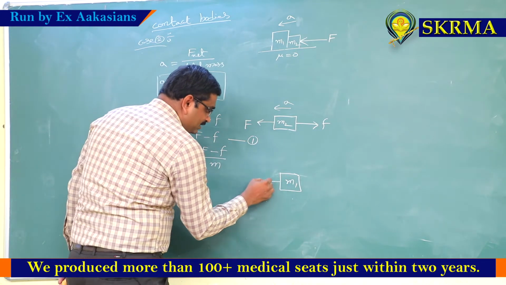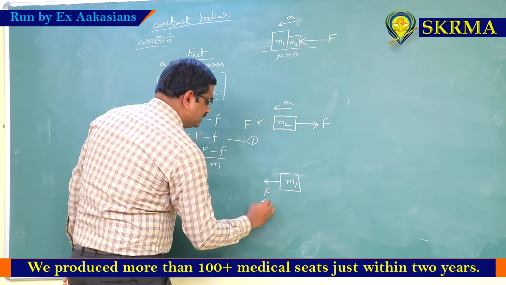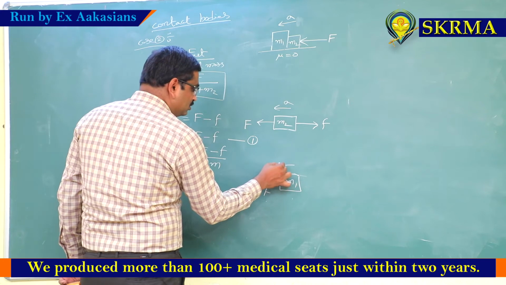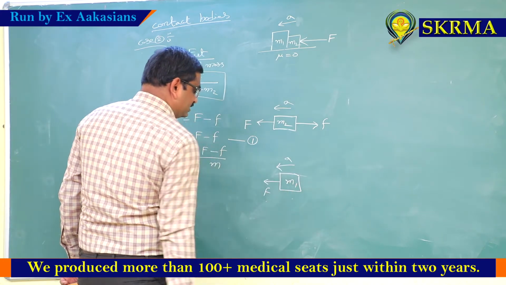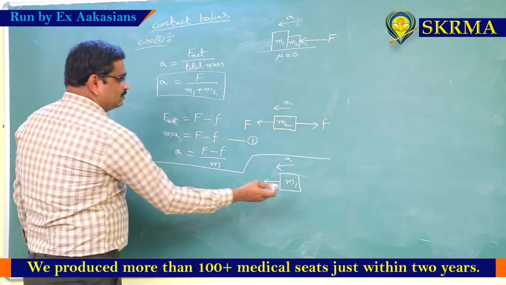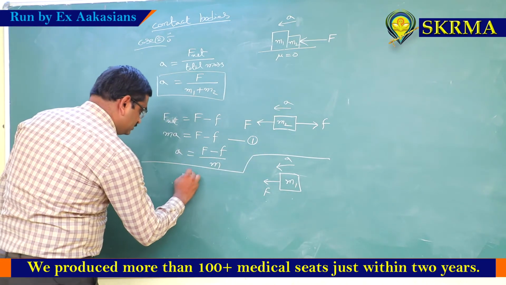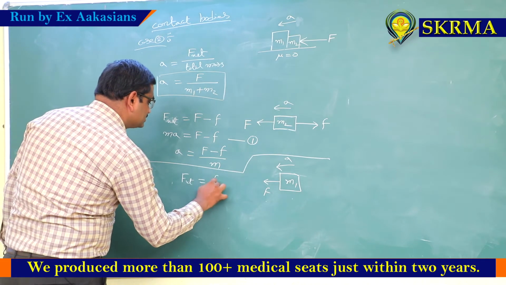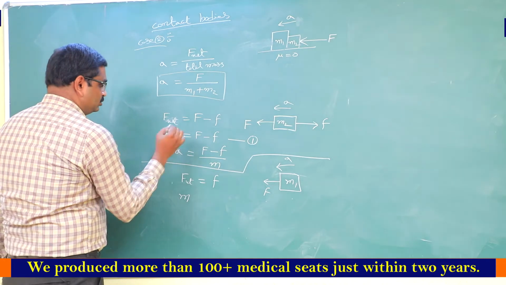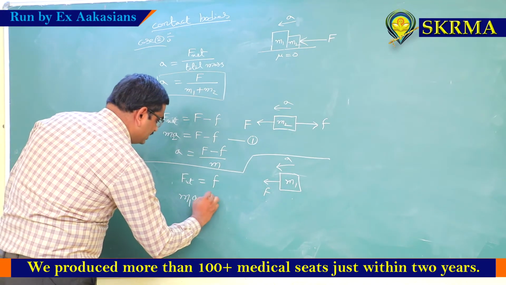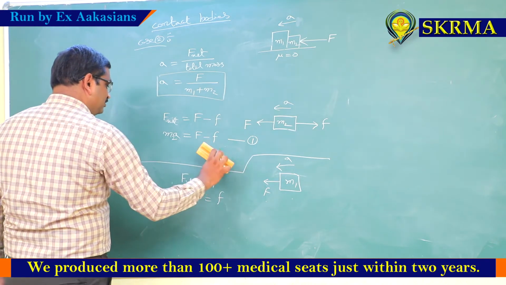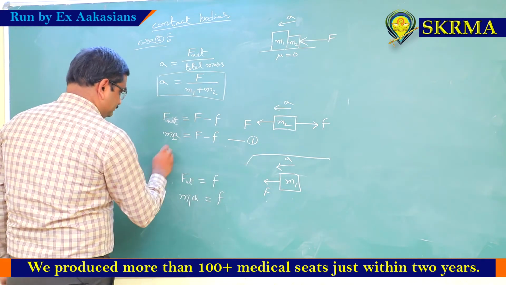Now on m1 only one force is acting, that is, it moves due to contact force only. In which direction will it move? Same as the previous object. Now for this one, equation: what is the net force? For this one the net force is F only. This is m2, so m1 into A equal to F. Here this is not required, we already solved for acceleration.